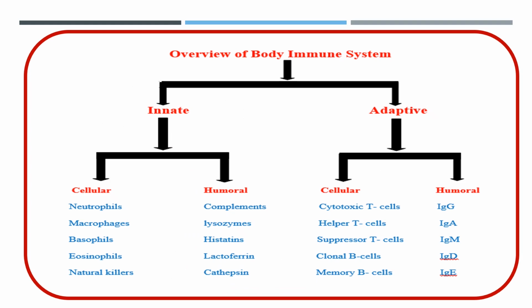This is another diagram that is essentially meant to summarize how the body immune system works. Like we all know, the immune system is generally divided into the innate and the adaptive systems. The innate system is also known as the inborn or non-specific immune system because it is present in everybody. We are born with it, and it can be divided into the cellular and the humoral components.